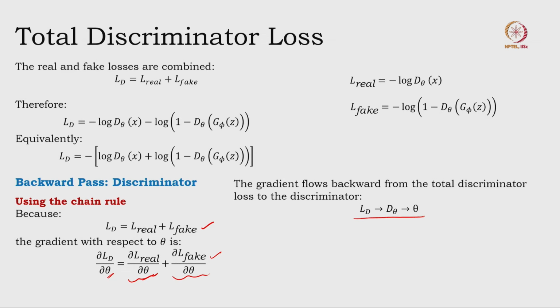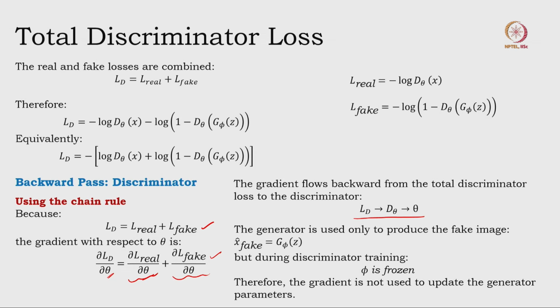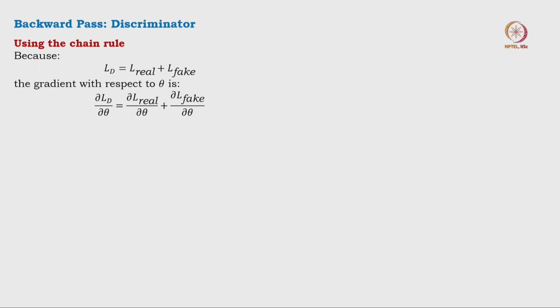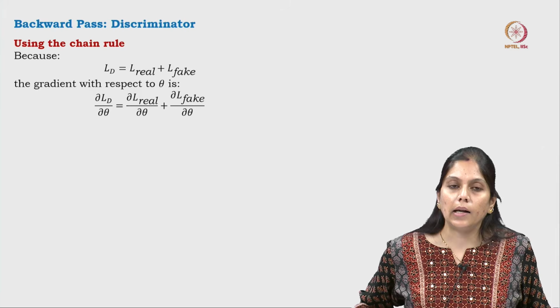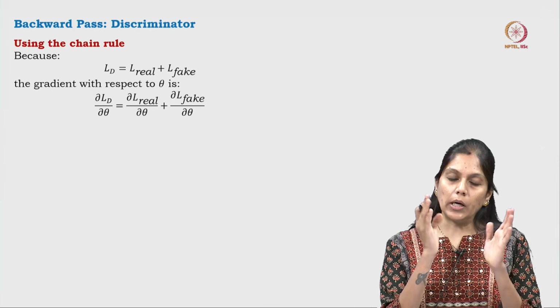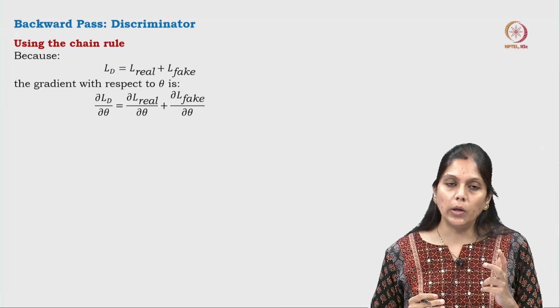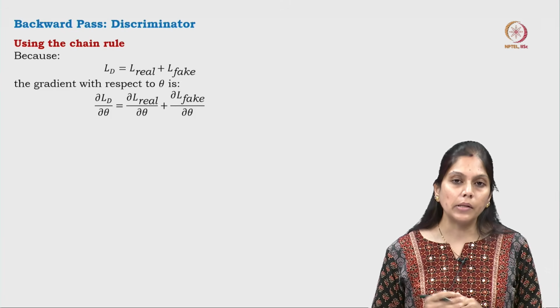So, because of this, although you have L fake which comes from generated images from the generator, during discriminator training the generator is frozen. Therefore, the gradients are not used to update the generator parameters. You are only going till the discriminator. Now, let us see what exactly these two terms are. Once we know these two terms, then updating theta becomes easy.